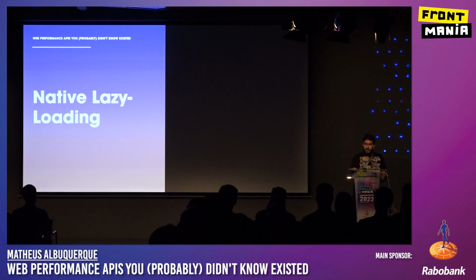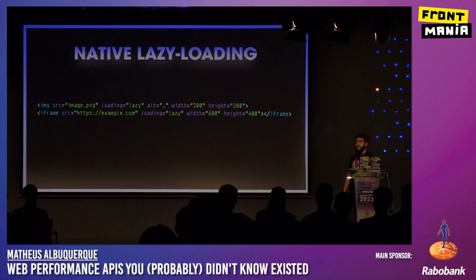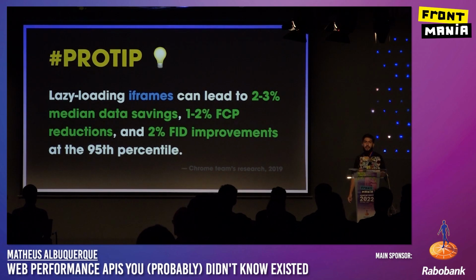Native lazy loading. Again, another simple attribute, as we saw in the previous session. You can pass loading equals lazy, and you can do that to both images and iframes, and there are even studies proving how doing that on iframes optimizes both FCP and FID of a lot of apps. In the previous app I was working on, where we allowed users to manually add iframes to the app, when we started lazy loading iframes, it was really amazing.